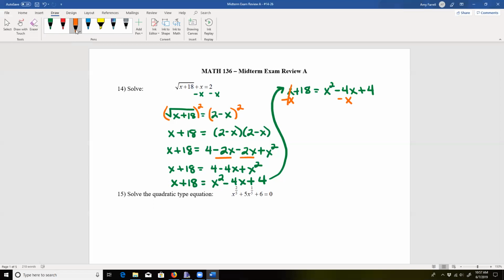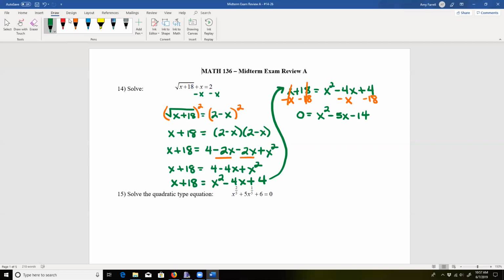So that'll get rid of that. I'm going to subtract 18 from both sides as well. So that'll get rid of that. So we will have a 0 on the left. The right side becomes x squared minus 5x minus 14.